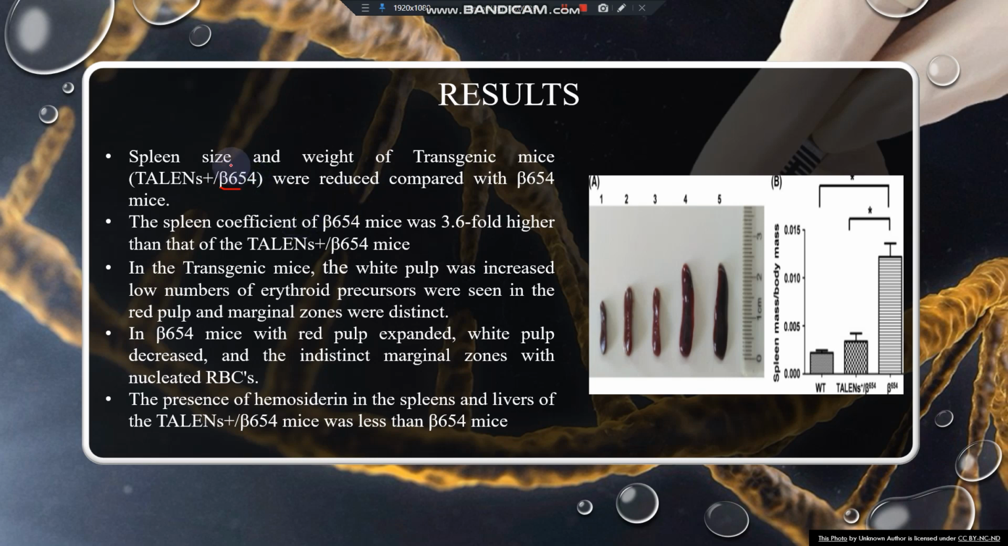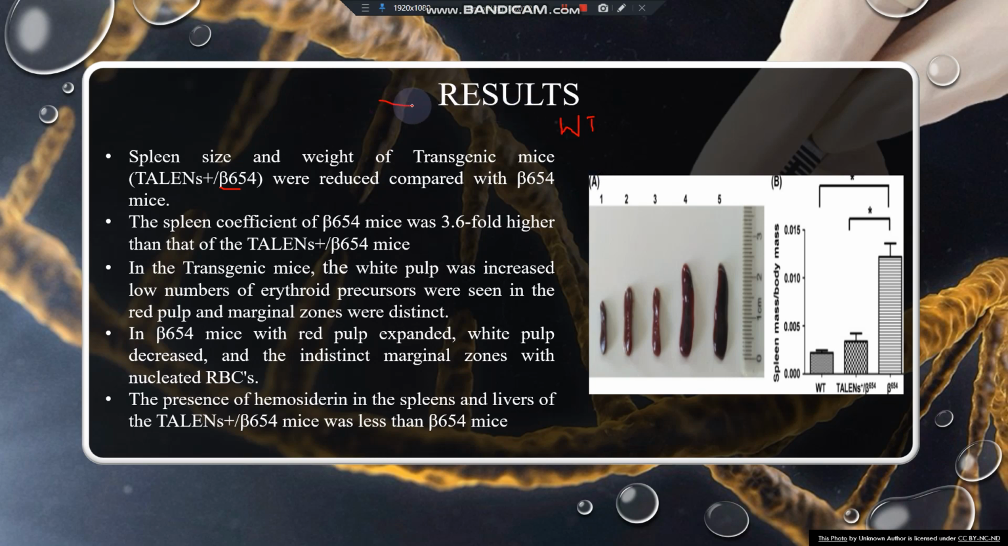Okay, so the experiment was conducted on morphological changes in the spleen and liver of transgenic mice. To determine the positive therapeutic results of TALEN-mediated gene editing on hematopoiesis, the extent of splenomegaly and extramedullary hematopoiesis, that is EMH, were examined in TALEN mice, transgenic mice, the beta thalassemia mice, and the WT mice. WT mice is nothing but wild type mice.